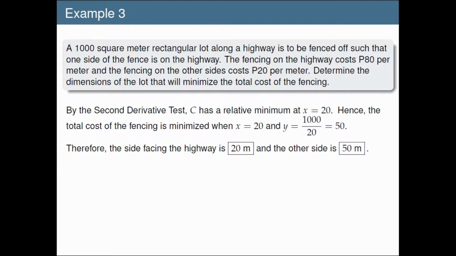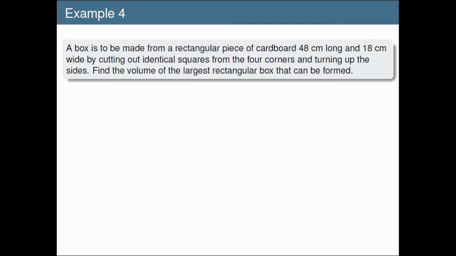Next. A box is to be made from a rectangular piece of cardboard 48 cm long and 18 cm wide by cutting out identical squares from the four corners and turning up the sides. Find the volume of the largest rectangular box that can be formed.